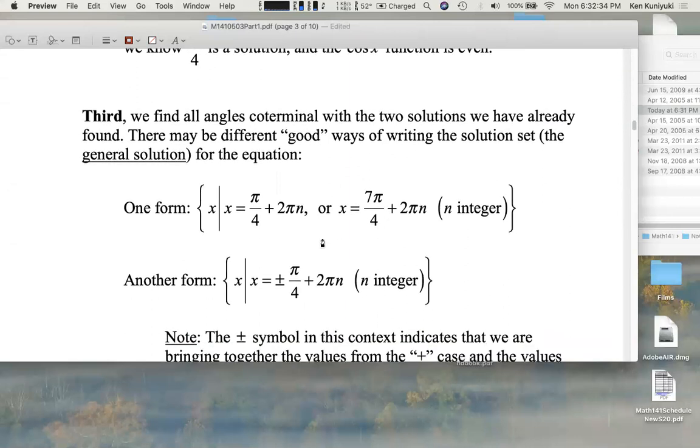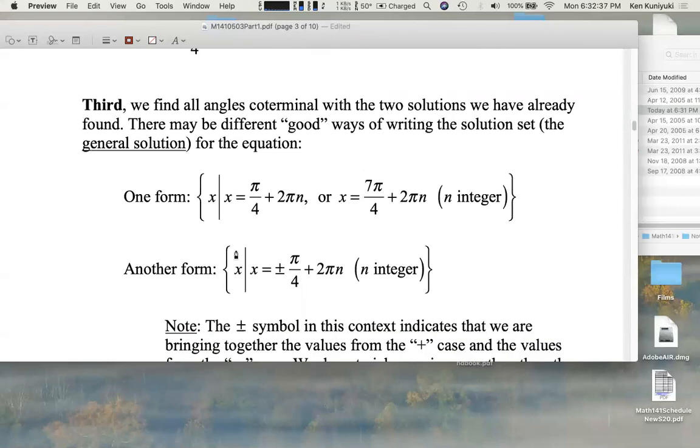Here's an easy way to write the solution. The set of all x in the reals, I like to put that nowadays, such that x is of the form plus or minus pi over 4 plus 2 pi n, where n is an integer. Here's the shorthand for that, where n is in the set Z. And we want both the plus and minus signs in there. And that would be an appropriate solution set.